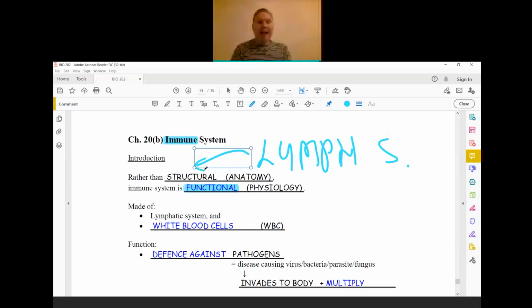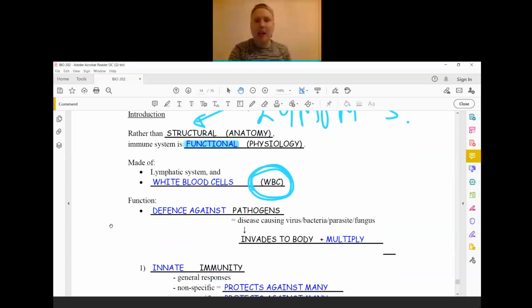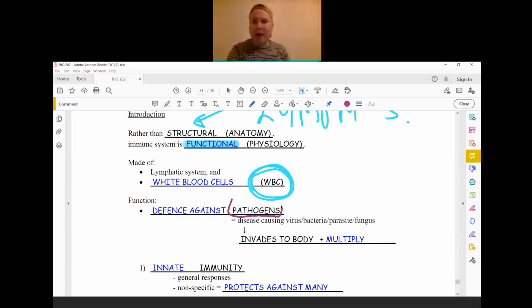So let's have a look at the immune system. What we want to focus on there is going to be the white blood cells. White blood cells are the immune system cells, and their function is to protect us against pathogens. And if you ask me what a pathogen is, it's a disease-causing invader to our body. So it's something that should not be in our body.